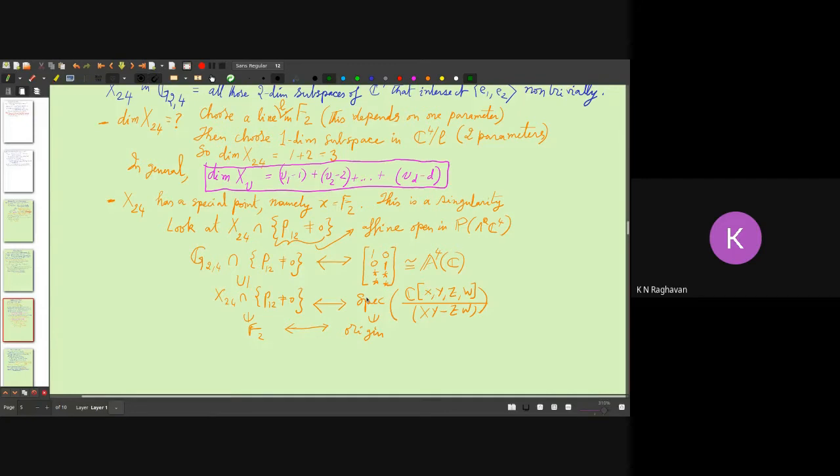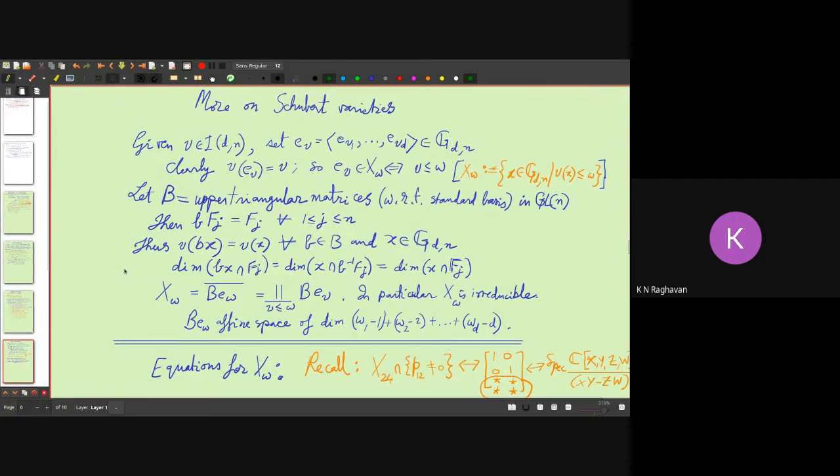So you see, this is a simple example of a singularity on a Schubert variety. X24 is a singular Schubert variety. In fact, this is its only singular point, and this is how the ring looks. And of course, now you know the multiplicities too. In this case, it's easy to see.